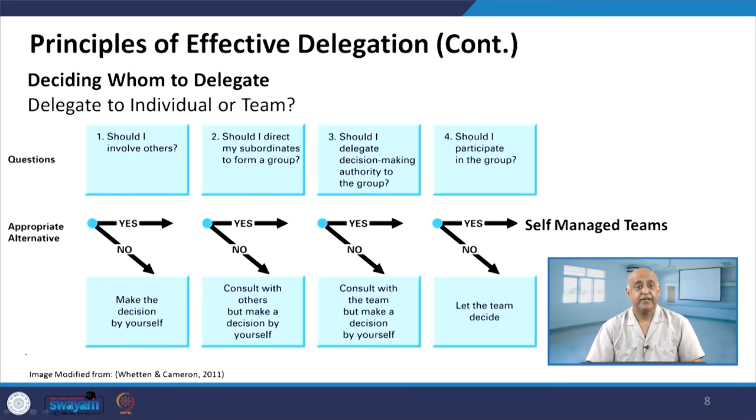Now, this is a very, very important and interesting slide. That is, should I involve others, right? So the appropriate alternative is, if yes, make the decision by yourself; if no, should I direct my subordinates to form a group, right? And in that case, if the answer is no, then we will go for self-management teams, you know. So consult with others but make the decision by yourself, or should I delegate decision-making authority to the group, right? If you say yes, it means there is a self-management team. If the answer is no, consult with the team but make the decision by yourself.